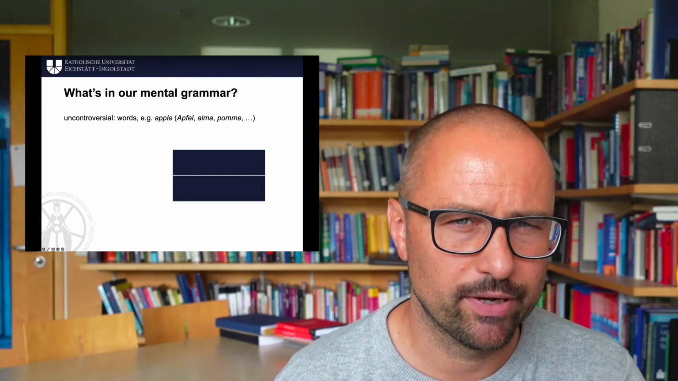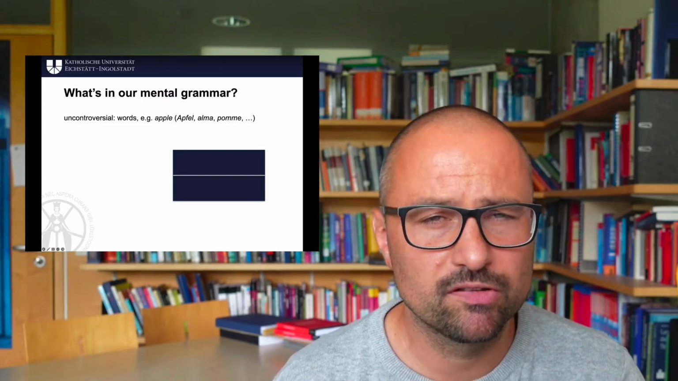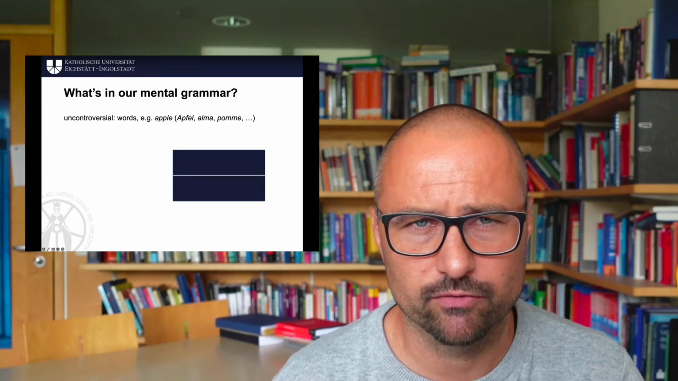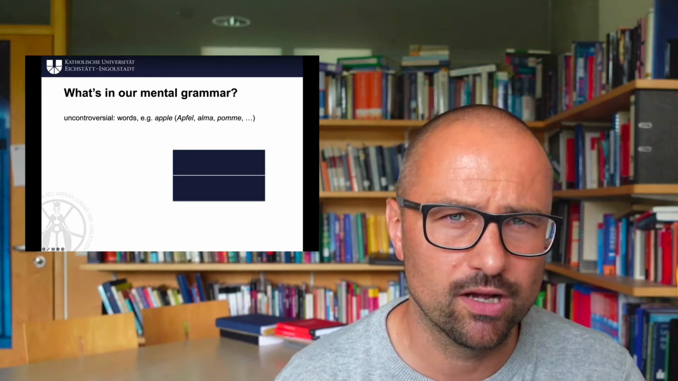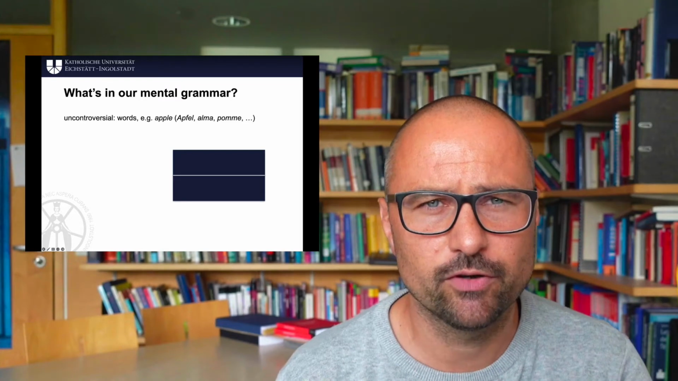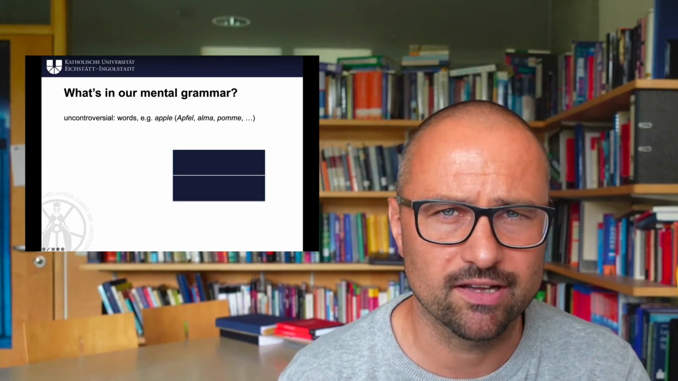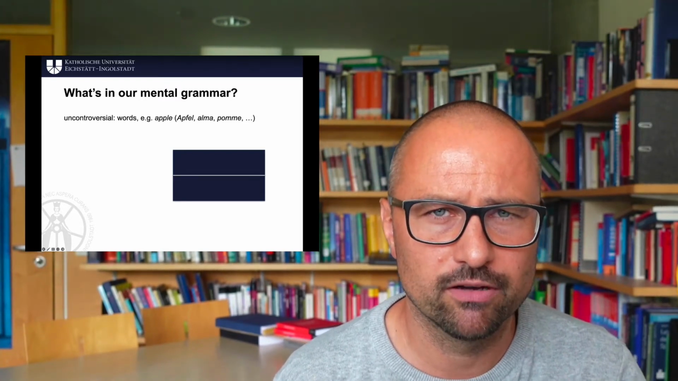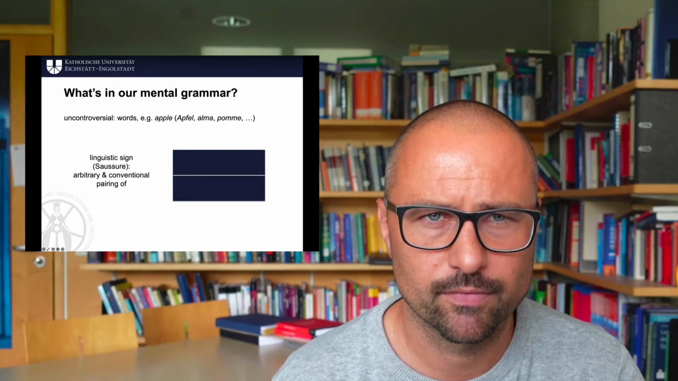So what is part of our mental grammar? Well, most simply, and the most uncontroversial bit, is of course that we've all got words in our heads. So if you're a speaker of English, you know what apple means, and if you're a speaker of German, you will call these Apfel, Hungarians say Alma, French pomme, and so on.